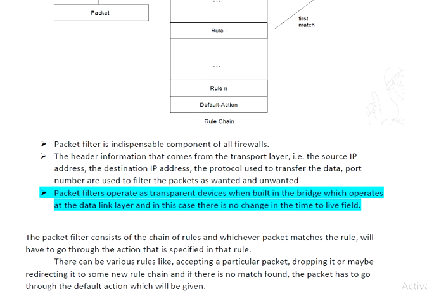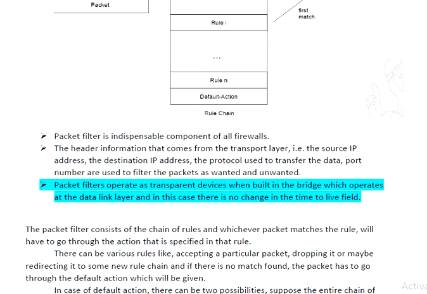Now let's see, what can we say? We can say the packet filter is an indispensable component of all firewalls. The header information comes from the transport layer. You know that in the transport layer we have TCP and UDP headers, and also the port numbers, source port and destination port. From the network layer, the information is the source IP, destination IP, and the protocol used to transfer the data. This information is used for the filtering of packets.